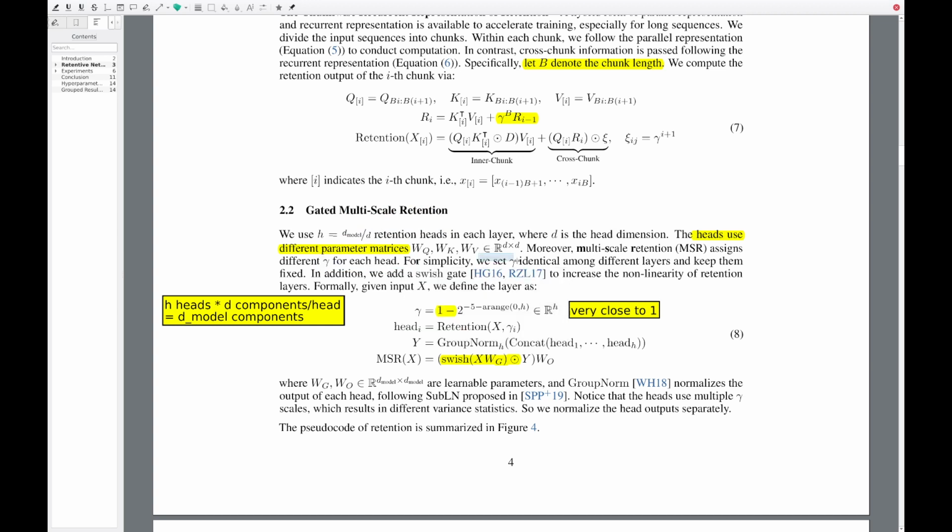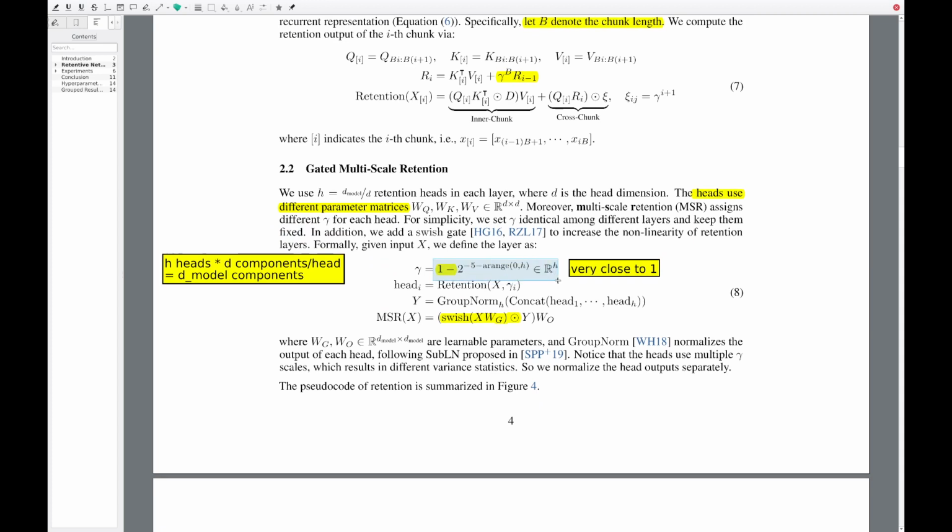They say, for simplicity, we set gamma identical among different layers to keep them fixed. So each layer has the same gamma assigned to each head, but each head within a layer has a different gamma. And you can see that gamma is computed to be very, very close to 1. If it was 1, it would just be a causal mask, but they introduced different amounts of exponential decay by changing gamma. And the second part they introduce is this term here, the gated part. It's another projection of X, but it goes through an activation function and is used as a mask. They say it introduces more nonlinearity.